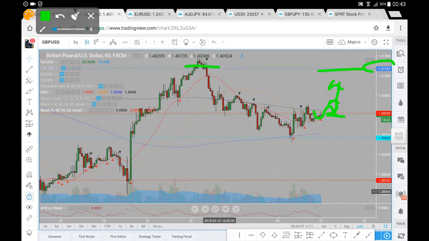Around 41.18 is pretty much where we saw sell side momentum come into the market previously. We'll see whether we do get a bit of a double top and further sell side momentum come back into the market, bringing us back down towards that 140.05.